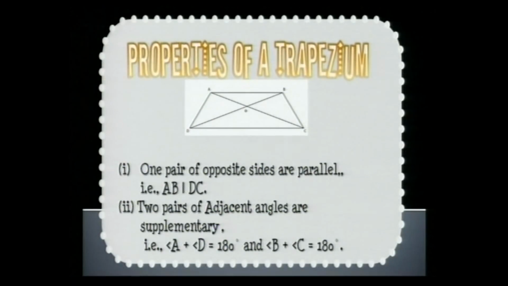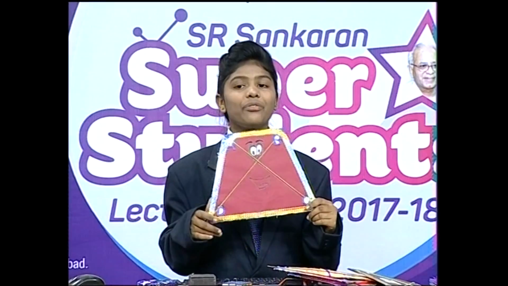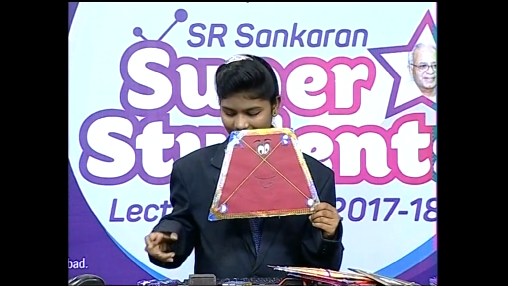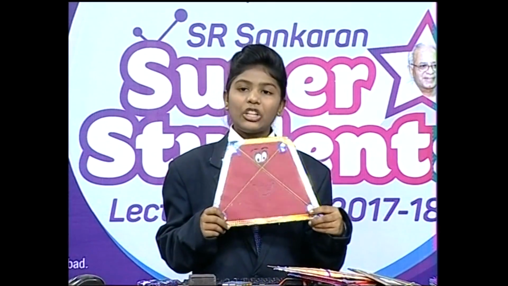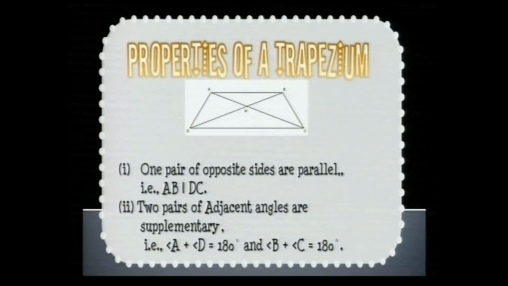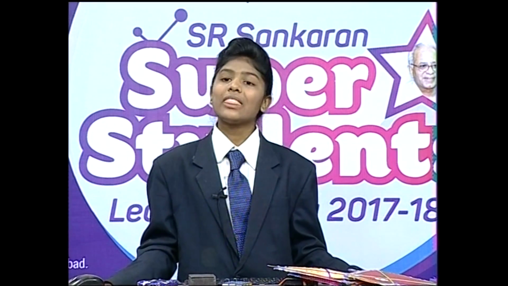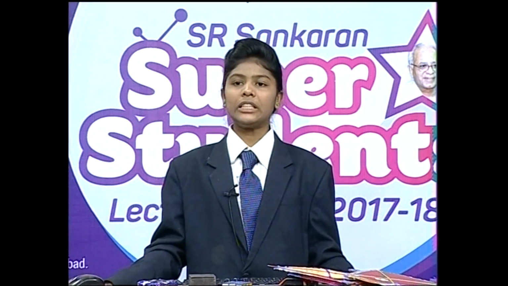And the second property of a trapezium is two pairs of adjacent angles are supplementary. Very good, friends. Angle A plus angle D is equal to 180 degrees and angle B plus angle C is equal to 180 degrees. Hence, there are only two properties for the trapezium.